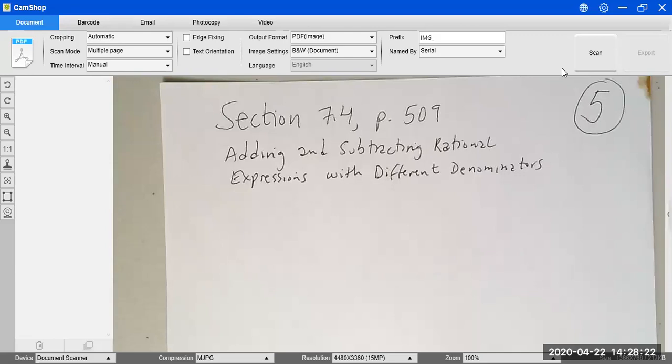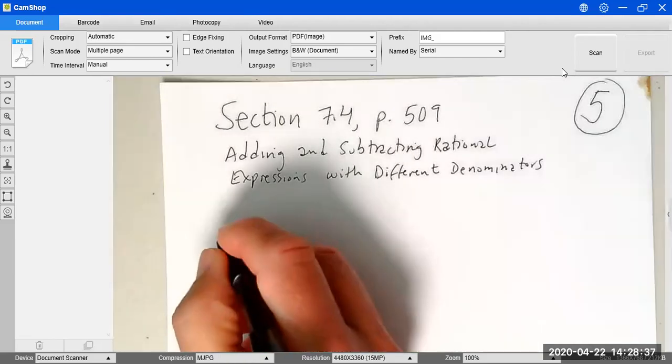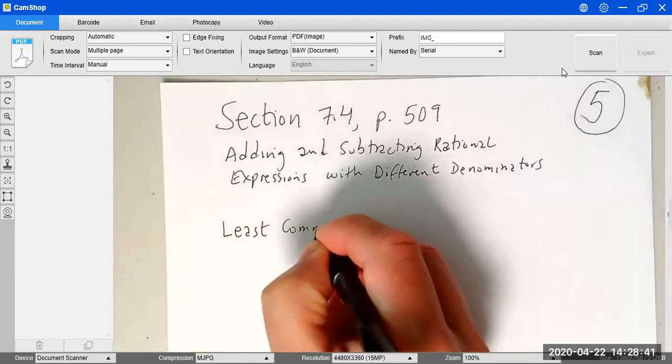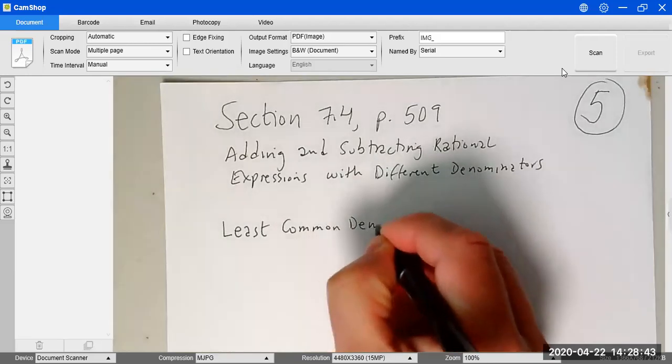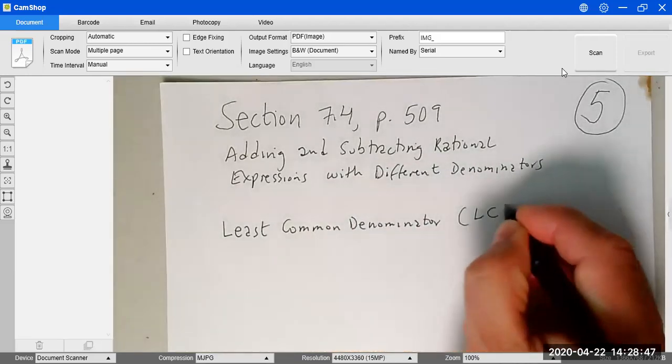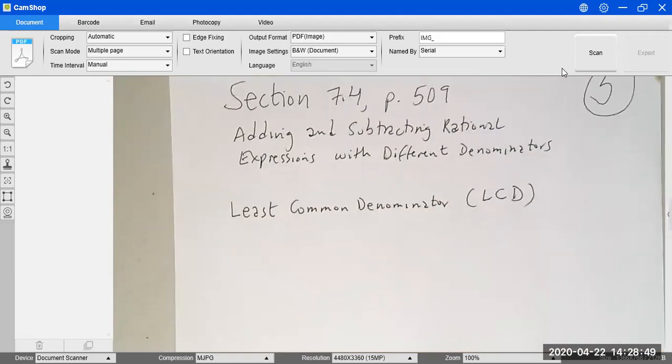Okay, now we're gonna cover section 7.4 on page 509. And it's about adding and subtracting rational expressions with different denominators. So we're going to need to deal now with the least common denominator. So that is going to be our first step.